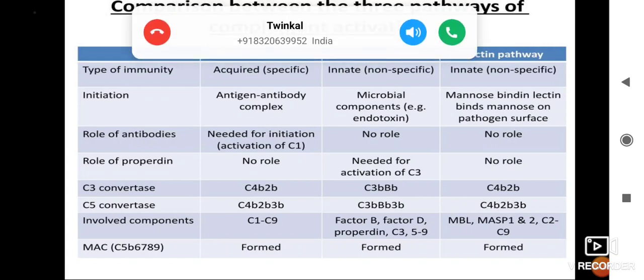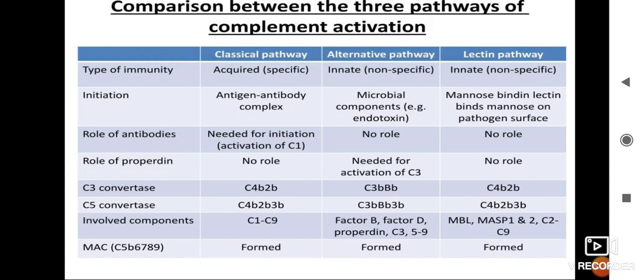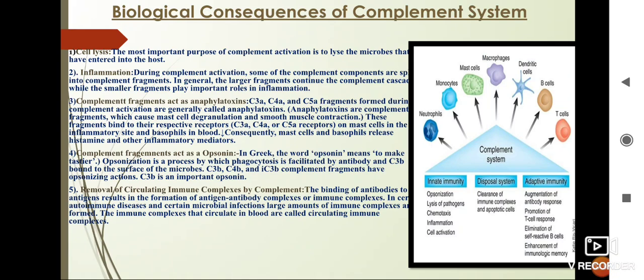The MAC is formed in all three pathways. Here we have the biological consequences of the complement system. It plays a very important role in cell lysis. It also plays a very important role in inflammation. The complement fragments act as anaphylatoxins. The complement fragments also act as opsonins, and the complement helps in the removal of circulating immune complexes. So at that time this plays a very important role.